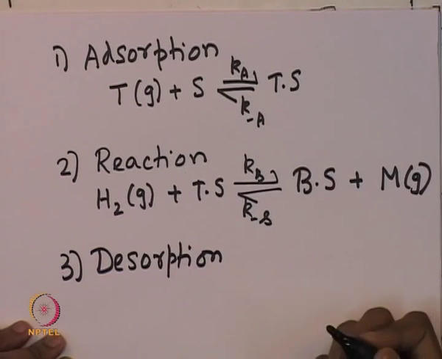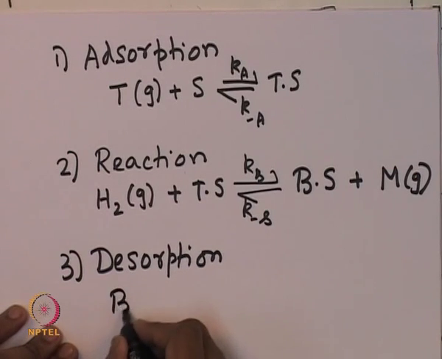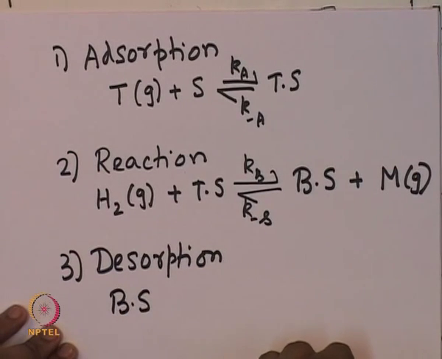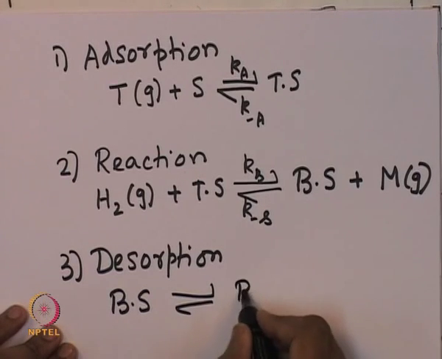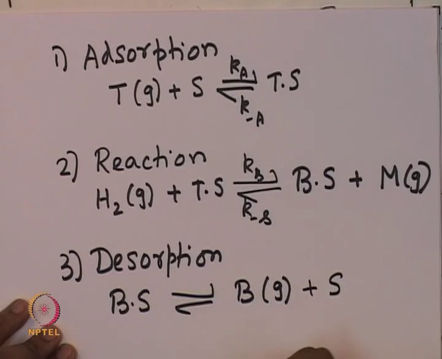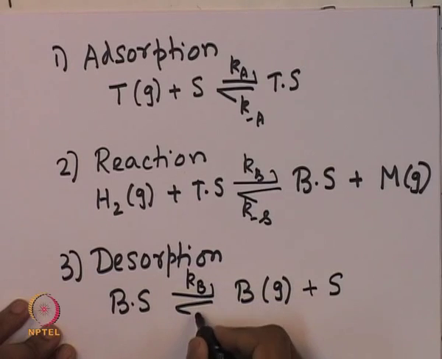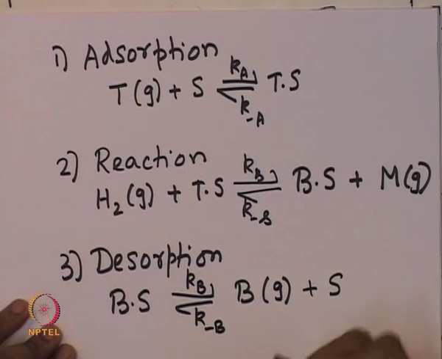Where the benzene, which is adsorbed onto the surface of the catalyst, is now desorbed into the gas phase. Benzene goes into the gas phase and leaves, and the catalyst site is emptied. Okay, and so for this reaction, the specific constants can be represented as Kb and K minus B.